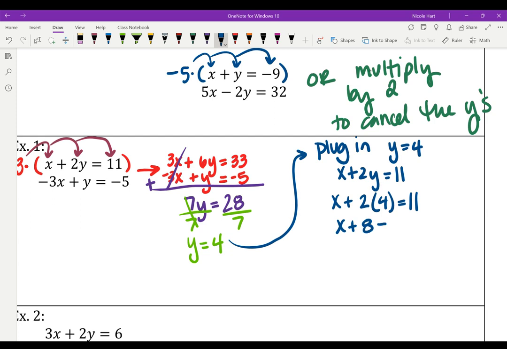So x plus 8 equals 11. And then we subtract the 8 to get x by itself. And x is equal to 3. So our solution, our final answer, is 3, 4. Don't forget which was first. X comes first, and then y, 3, 4.